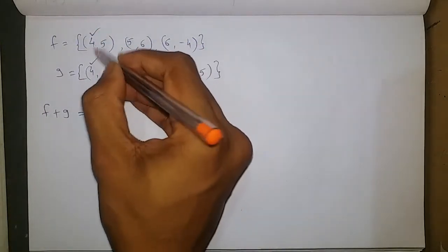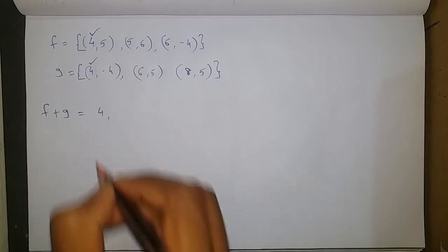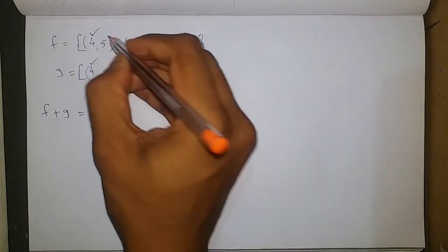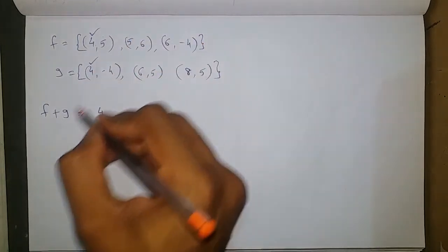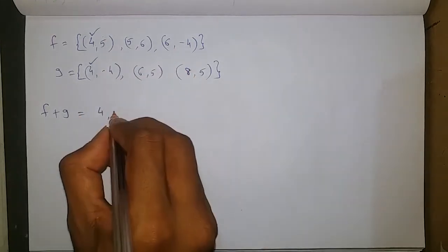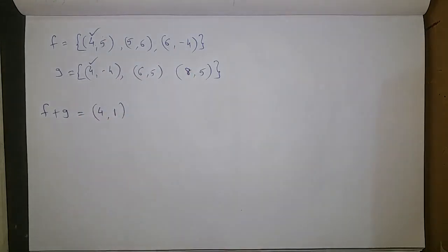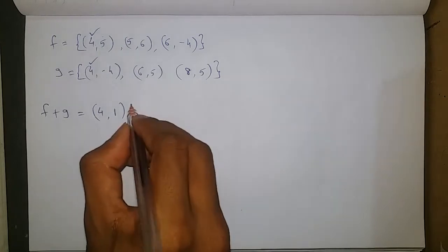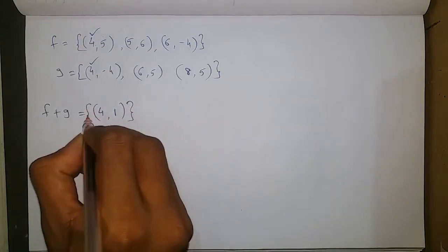Here both the domain is 4 only, so write it once. Now for this range 5 and minus 4, do the addition. So 5 minus 4 is nothing but 1. So only one possibility is there, so f plus g only will be 1.